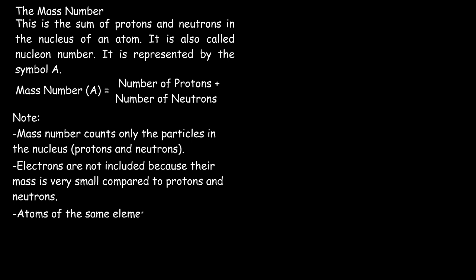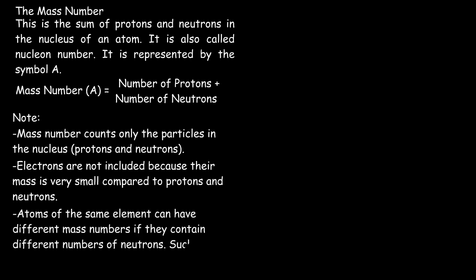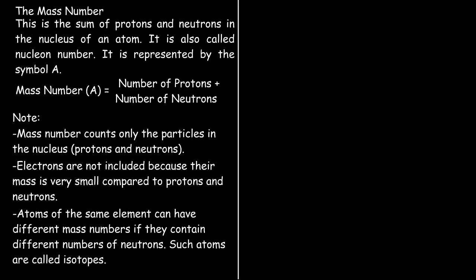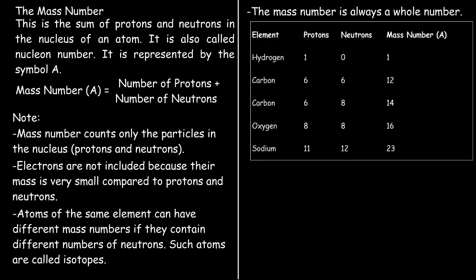Atoms of the same element can have different mass numbers if they contain different numbers of neutrons. Such atoms are called isotopes. The mass number is always a whole number. Below is a table showing some elements, their number of protons, neutrons and mass number.